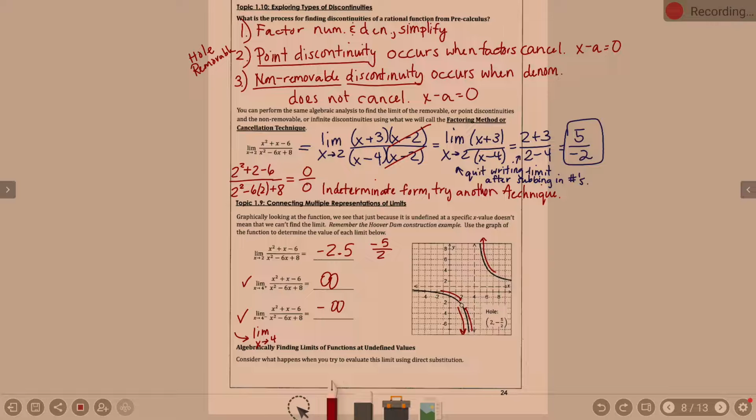Does not exist. Because one side's going up, the other side's going down, right? So when they're going two different directions, it does not exist.